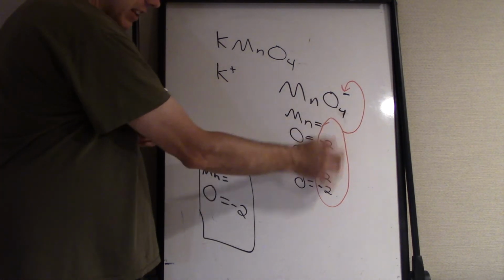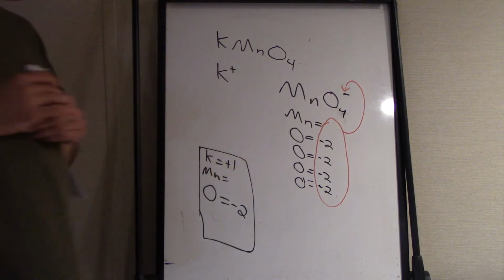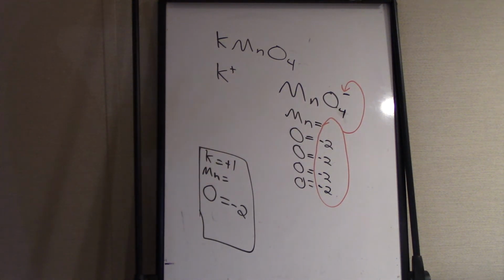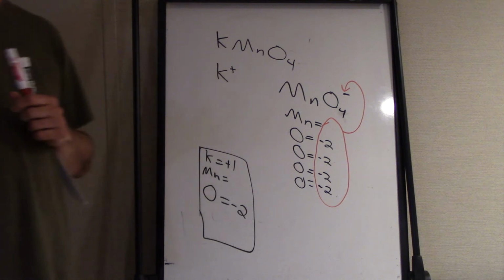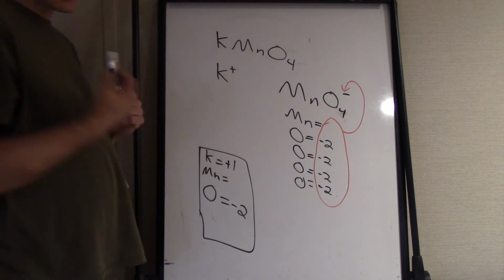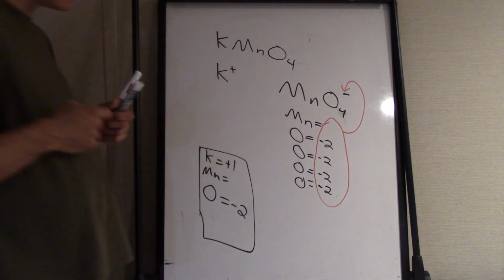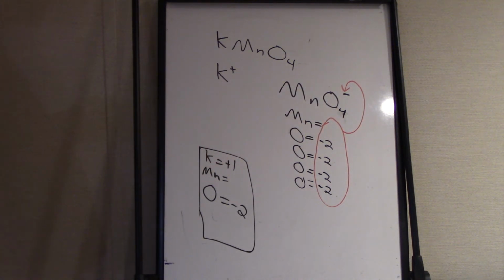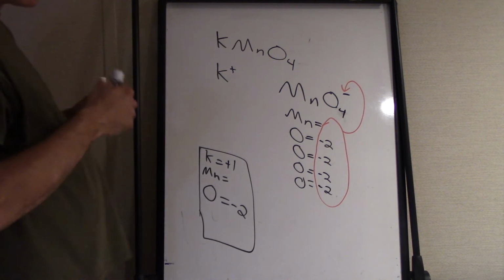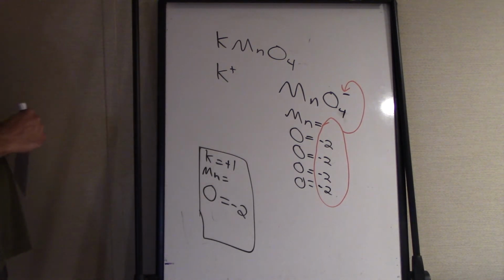Well, I have to sum together these parts and figure out what the manganese needs to be. This one's a little bit different. When we did the CO2 in the previous example, that overall charge was 0. Here, the overall charge is -1. So we need to get our sum total to -1. So what will the manganese have to be in order to get that sum total to -1?